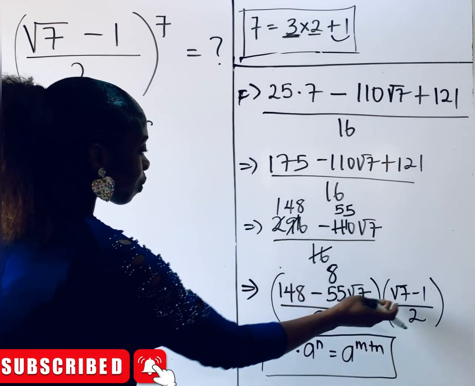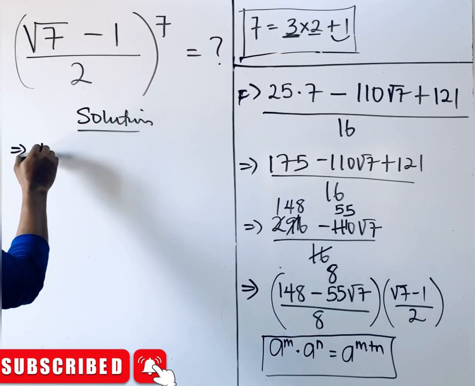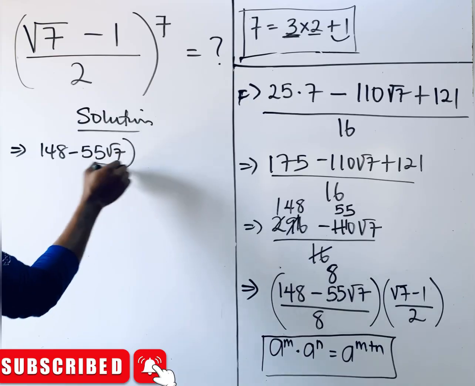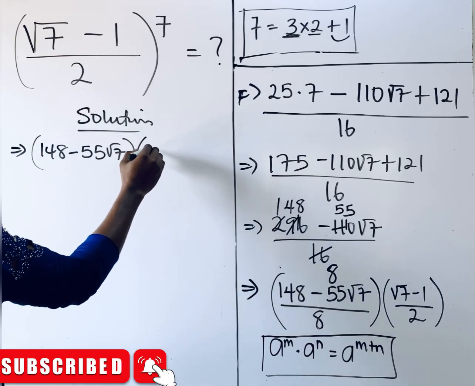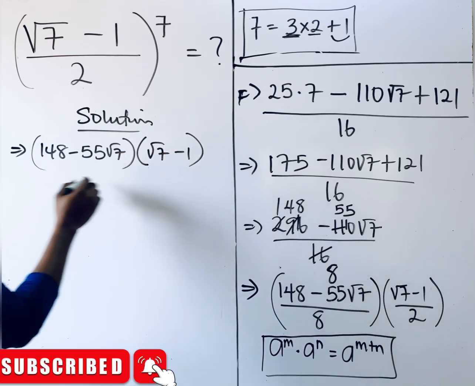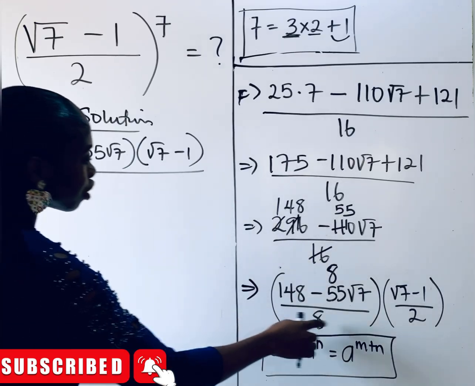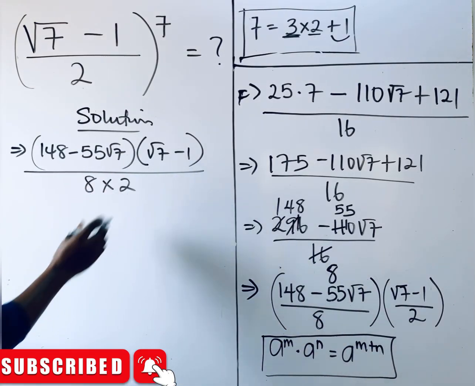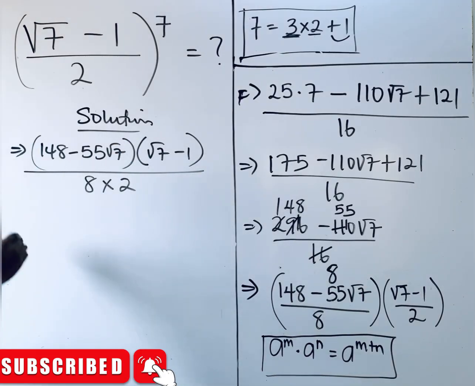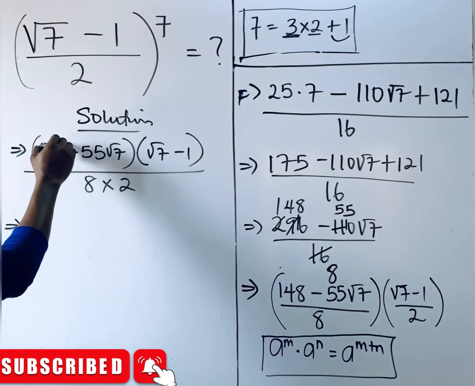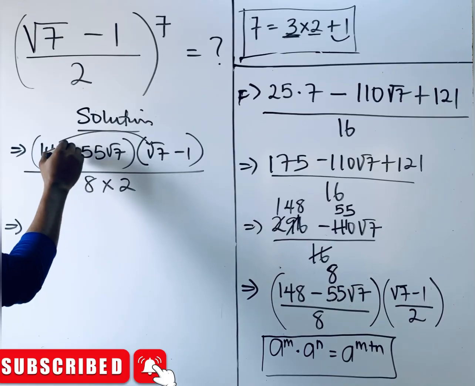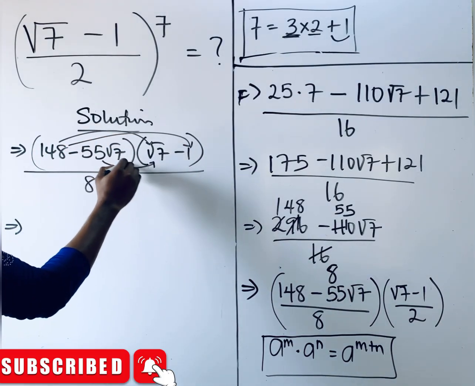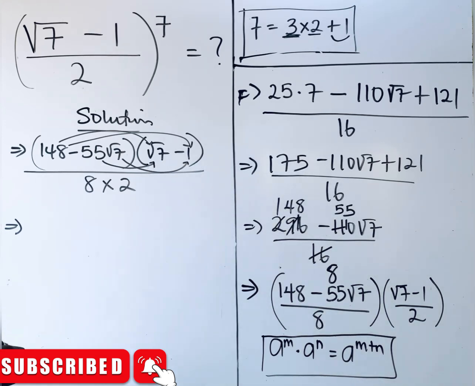Now expanding this, this is what we are going to have. So we can multiply the numerators to have 148 minus 55 root 7 multiplying root 7 minus 1, divided by these two we multiply, and we have 8 multiplied by 2. So let's expand now. We use this to expand this, we also use it for this. We use this here and also use this here. So let's do it together.